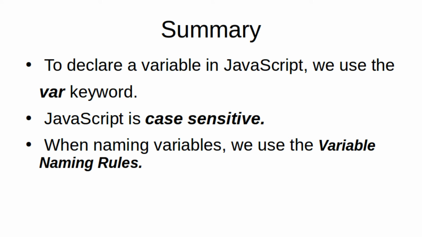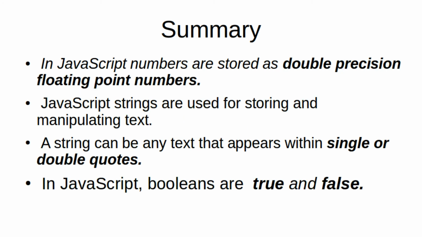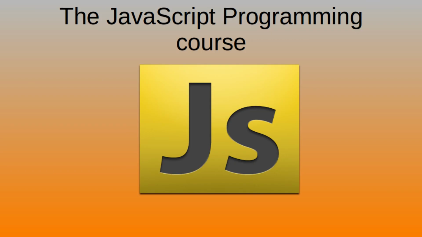Okay, let's do a summary. To declare a variable in JavaScript, we use the var keyword. JavaScript is case sensitive. When naming variables, we use the variable naming rules. In JavaScript, numbers are stored as double precision floating point numbers. JavaScript strings are used for storing and manipulating text. A string can be any text that appears within single or double quotes. In JavaScript, booleans are true and false.